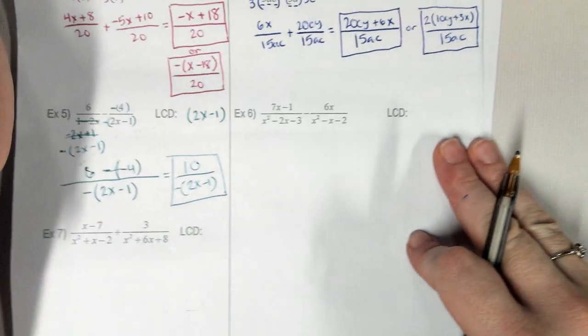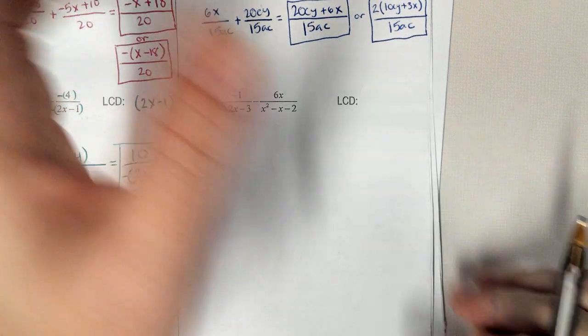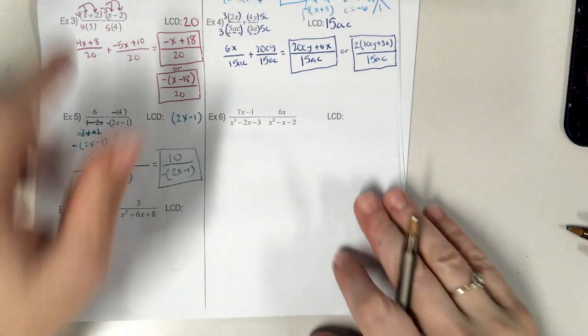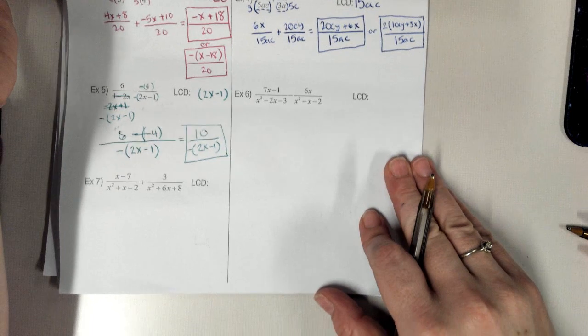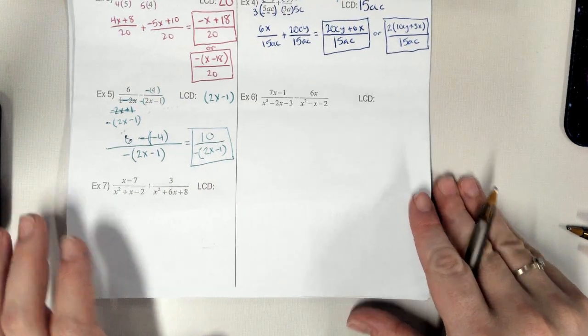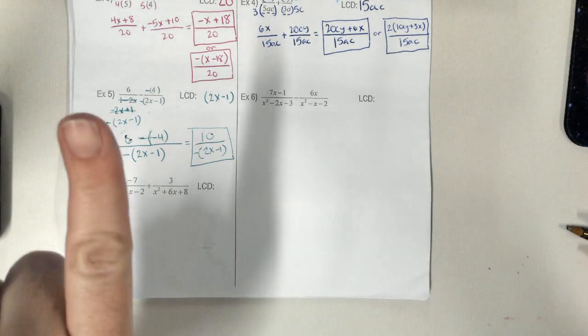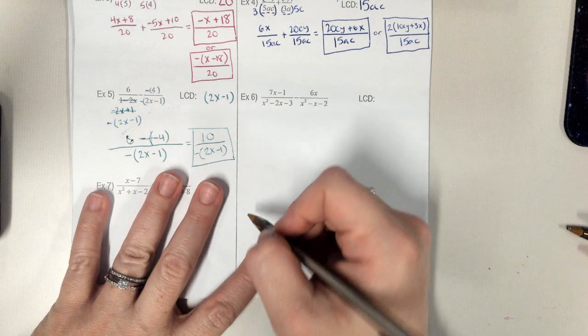But if you look at example 6, do my denominators match? No. So I need to factor both of the bottoms because I need to figure out if they have any factors in common, and what they don't have in common I need to give to the other side. So I'm going to factor both of my denominators.